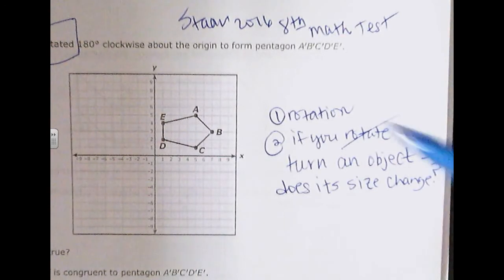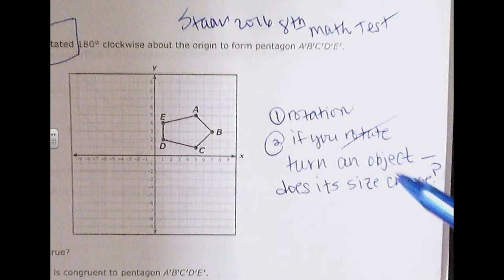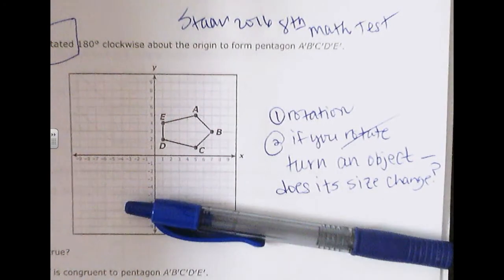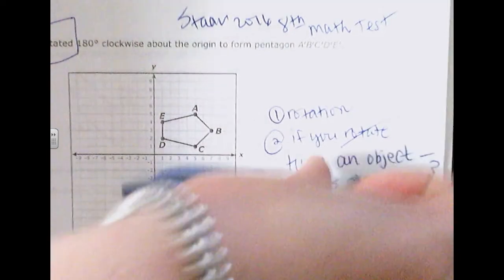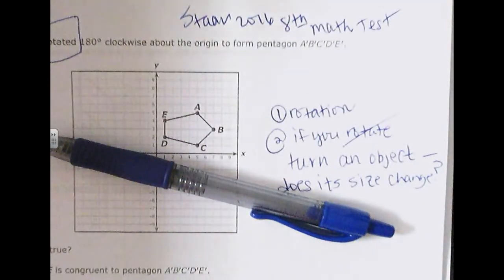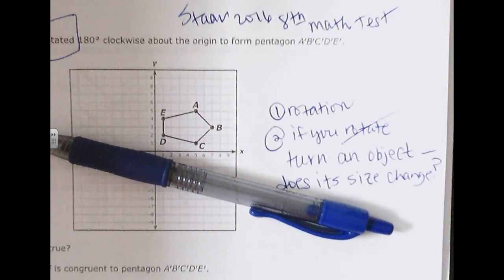And I wrote rotation. And I wrote on there, if you rotate something, which is turn an object, does it change its size? So if I put my pencil here and I turn it, it's longer? Oh, no, it's shorter. No, it's not a pencil. It's a new object. It's a ruler. Okay, it's nothing. It's still my pen.